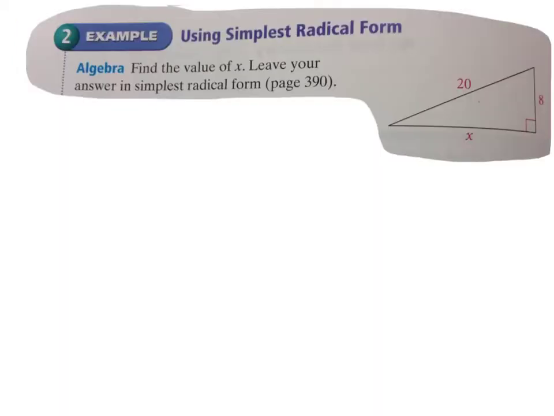Example 2, again, asks us to find the length of one leg when we're given the length of the hypotenuse and the length of the other leg. Please pause the video while you try to figure out example 2 without looking in your book.